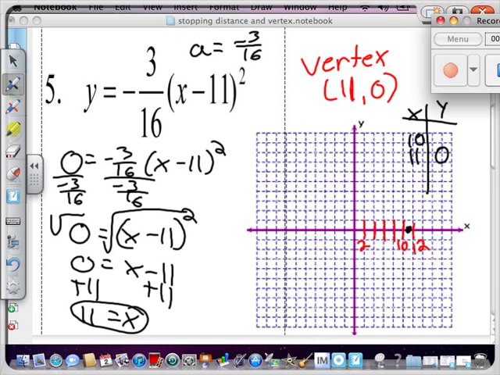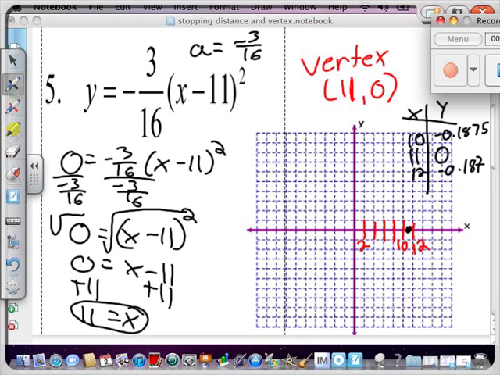We're going to go -3/16 times 10 minus 11 squared. And we're going to end up with -3/16. Well, let's make that into a decimal. -0.1875. All right, well, I know 12 is going to be the same thing.